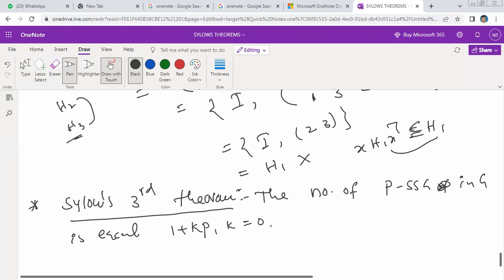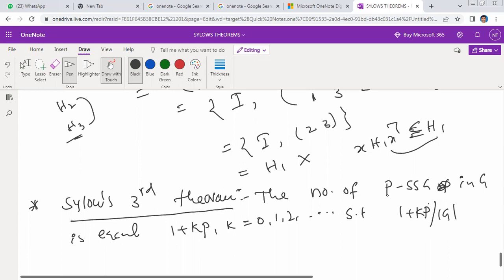K is equal to 0, 1, 2, 3 like this, such that 1 plus Kp must divide the order of G. The number of P-Sylow subgroups of a group G is always equal to 1 plus Kp times. P we already know. So 1 plus Kp, K is equal to 0, 1, 2, 3, but one more condition, provided that 1 plus Kp must divide the order of G.